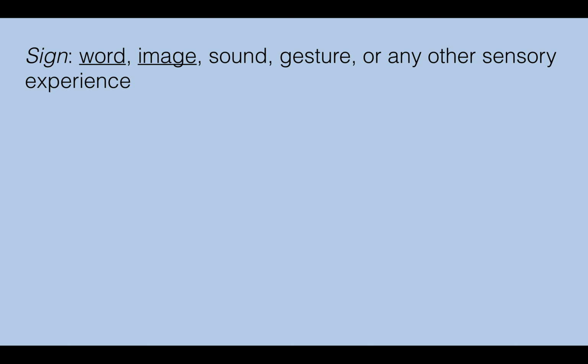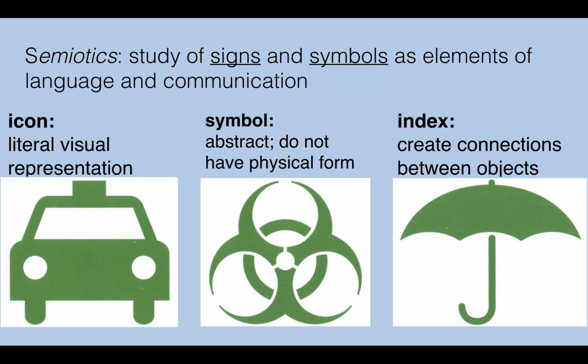First of all, before we talk about semiotics, its main constituent element is our friend the sign. And what is a sign, pray tell? A sign is a word, an image, a sound, a gesture, or any other sensory experience. Since we're making visuals, we're going to be focusing on, of course, words and images. Now, semiotics. Semiotics is the study of signs and symbols as elements of language and communication. So when you think about semiotics, you're thinking about signs and symbols.